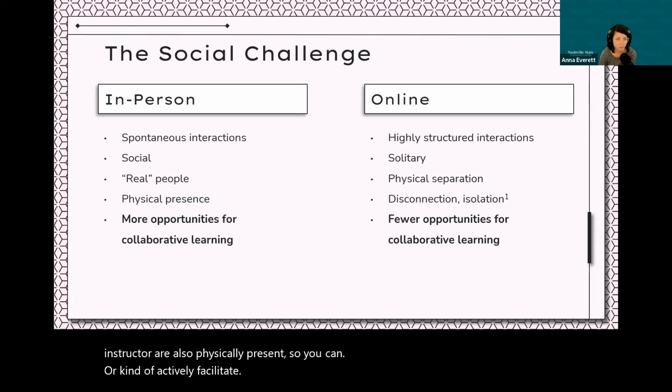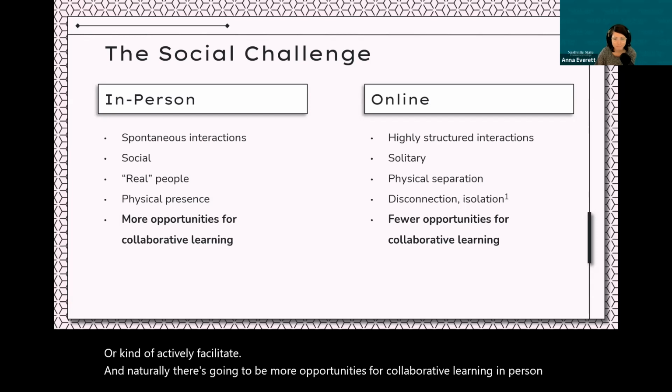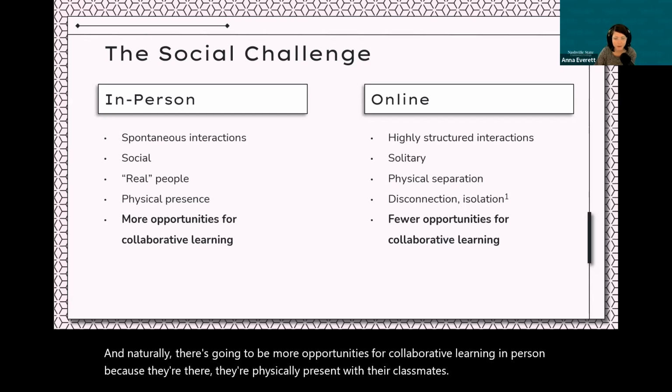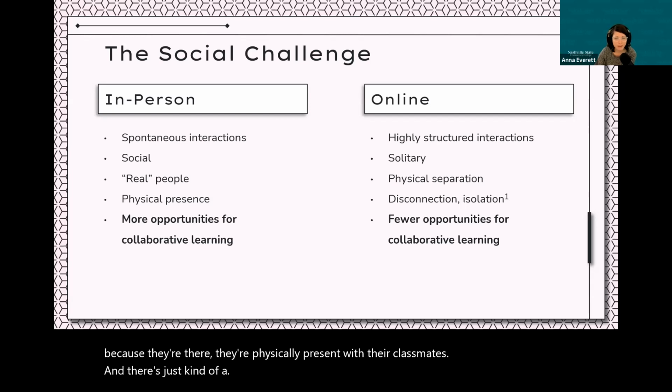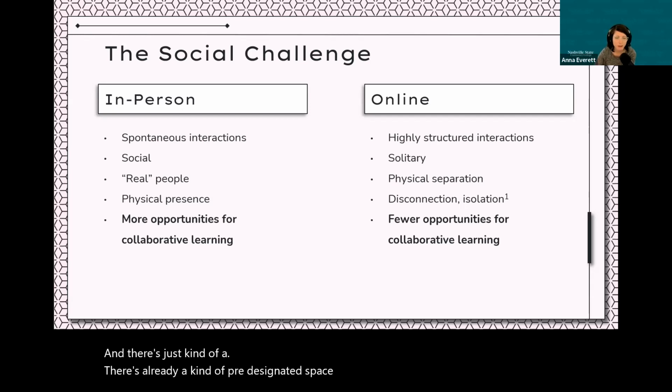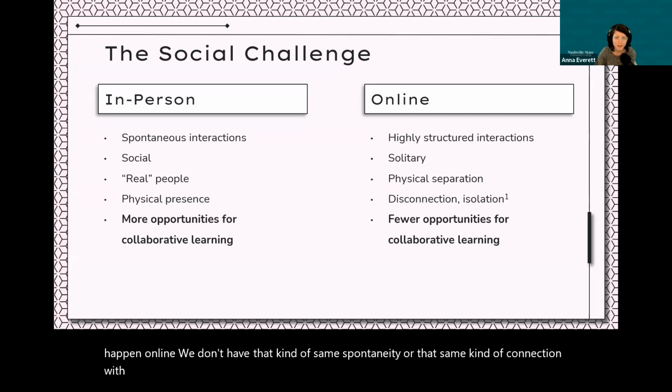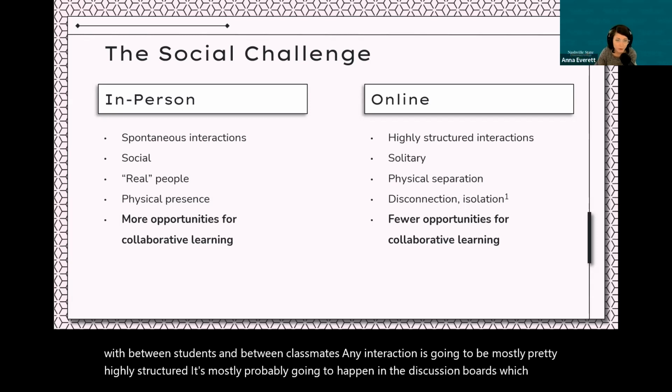And naturally, there are more opportunities for collaborative learning in person, because they're physically present with their classmates, and there's already a pre-designated space and time for that collaboration to happen. Online, you don't have that same spontaneity or connection between classmates. Any interaction is going to be pretty highly structured. It's mostly probably going to happen in the discussion boards, which are already highly structured.